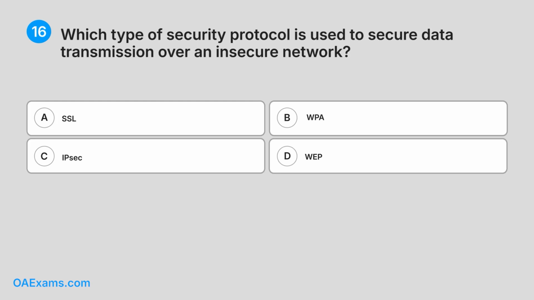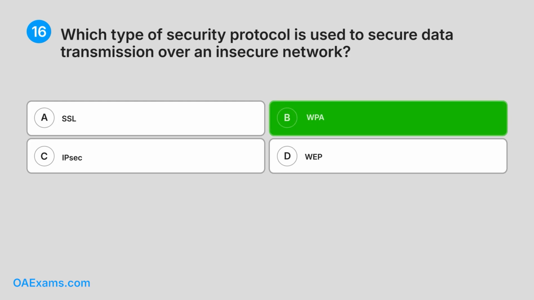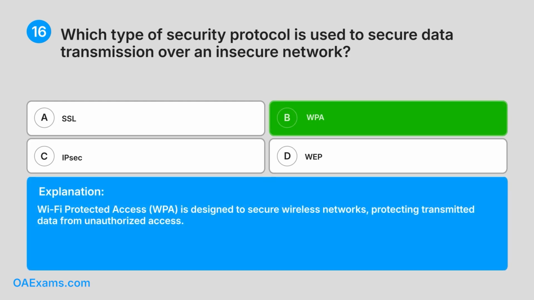Correct answer, B. WPA. Explanation. Wi-Fi Protected Access, WPA, is designed to secure wireless networks, protecting transmitted data from unauthorized access.